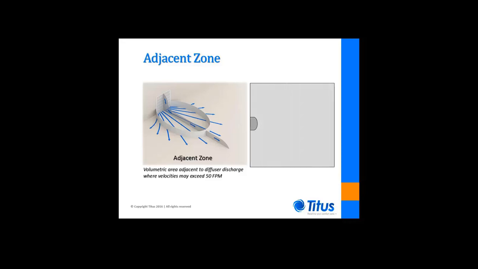The plan view on the right depicts the adjacent zone of a sidewall outlet discharging into a classroom. It is advisable that the adjacent zone lengths be minimized in order to reduce the occupant discomfort potential and therefore maximize the usable classroom space.